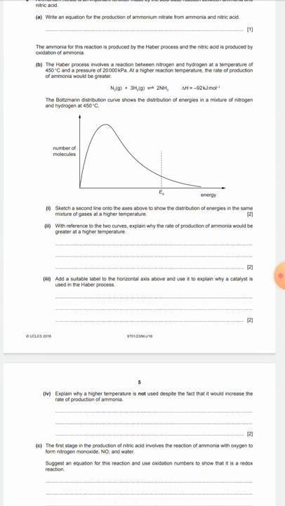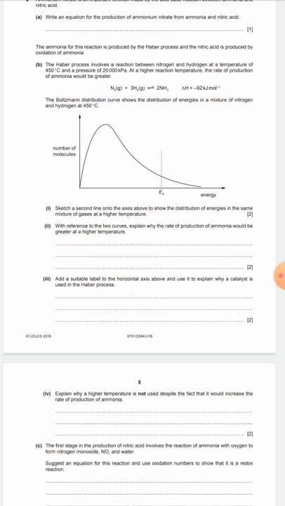The ammonia for this reaction is produced by the Haber process, and the nitric acid is produced by oxidation of ammonia. The Haber process involves the reaction between nitrogen and hydrogen at a temperature of dash dash dash dash dash. At a higher reaction temperature, the rate of production of ammonia would be greater.